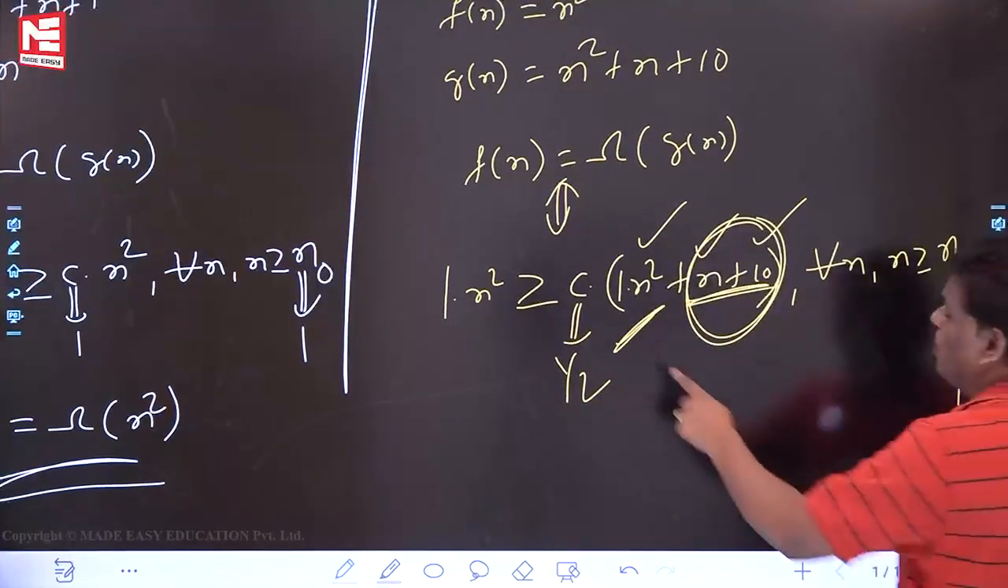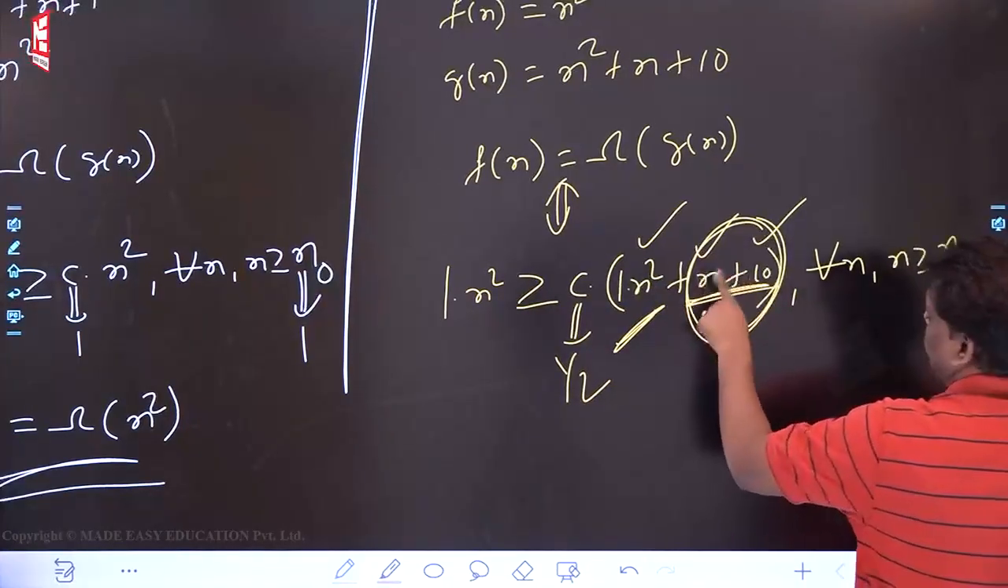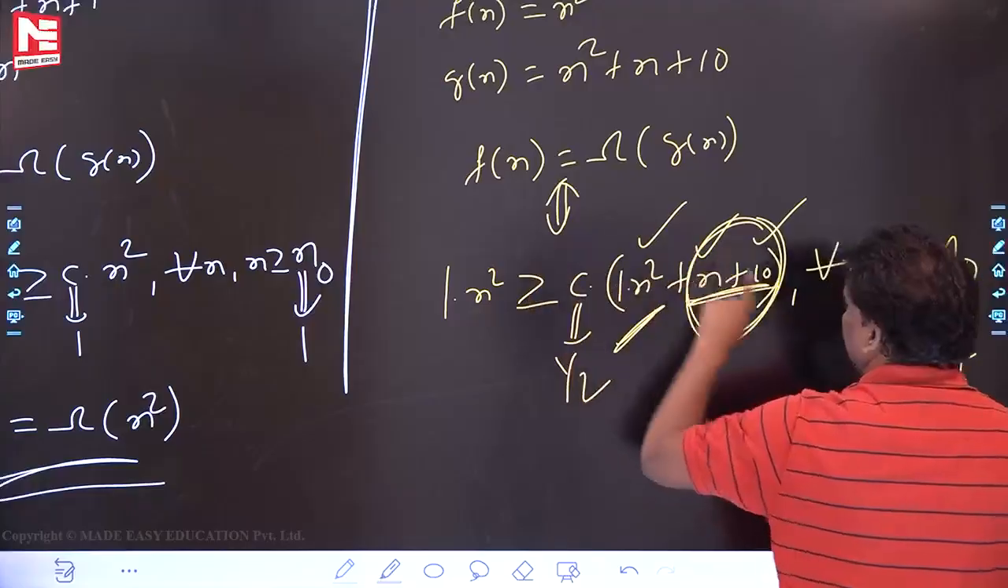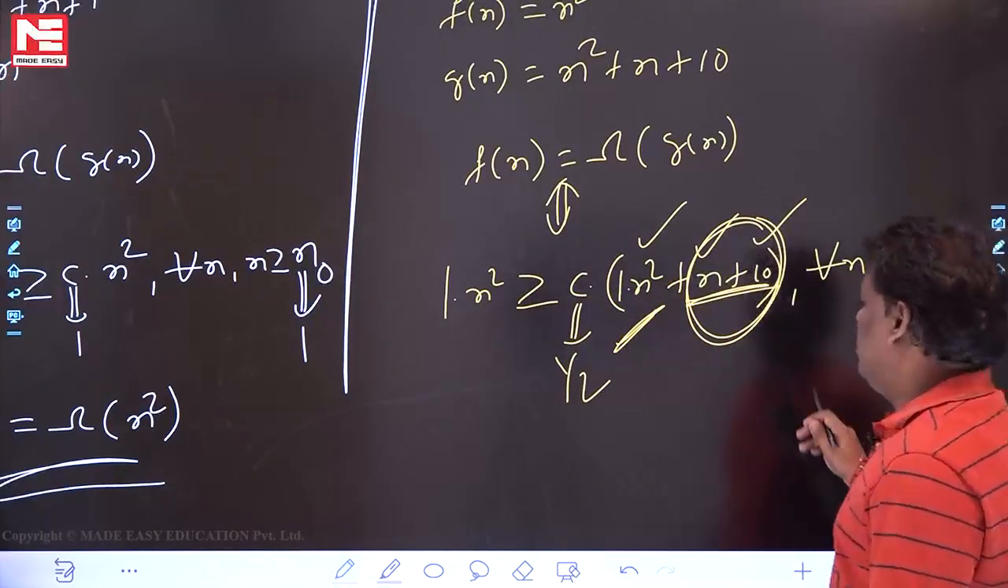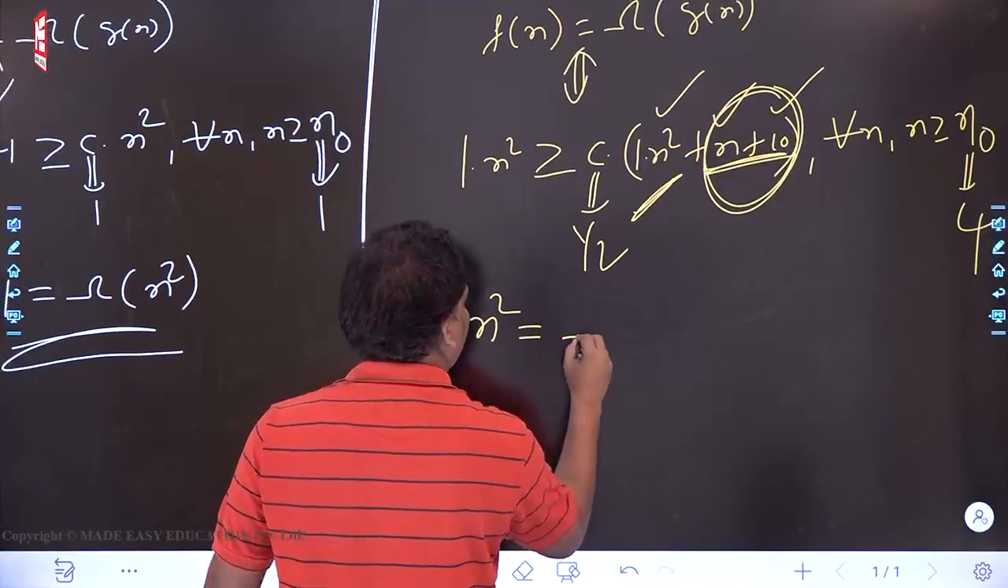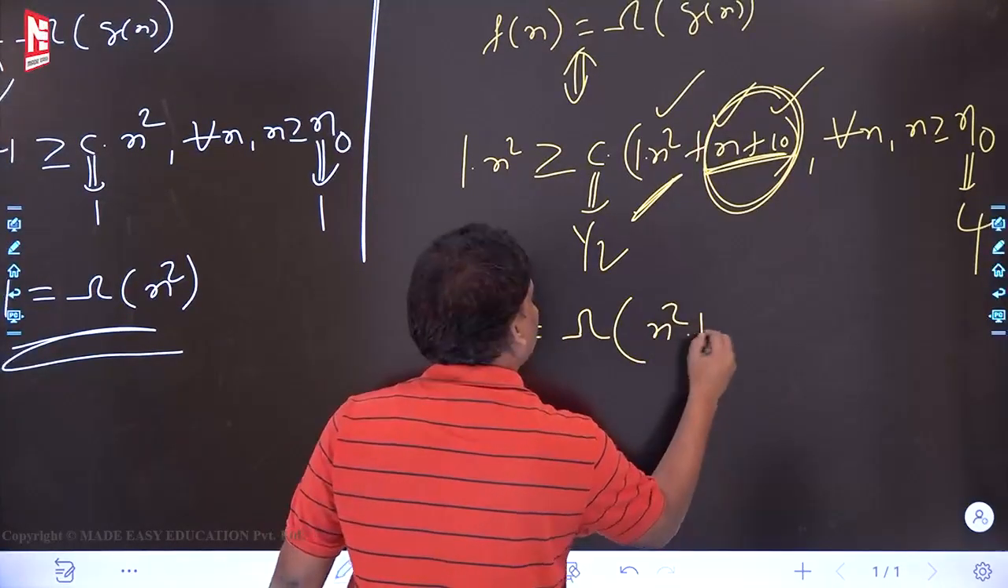If you take the 4, it is the 16. It is the 16 plus 4, 20 plus 10, 30 by 2, 15. That side 16, this side 15. That is the answer. Next one. So what is the final answer? N square is omega of n square plus n plus 10.